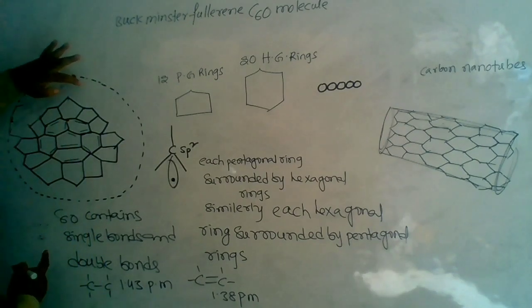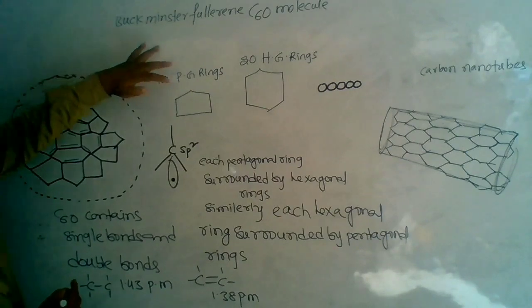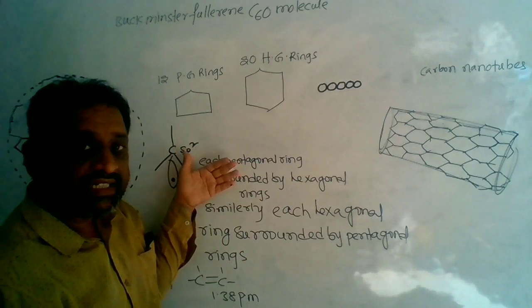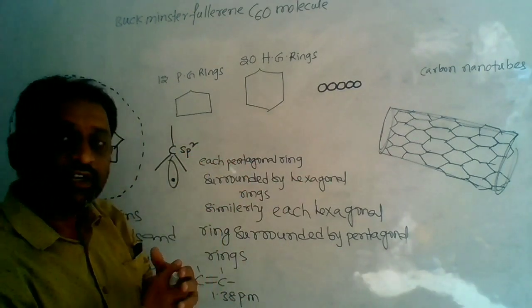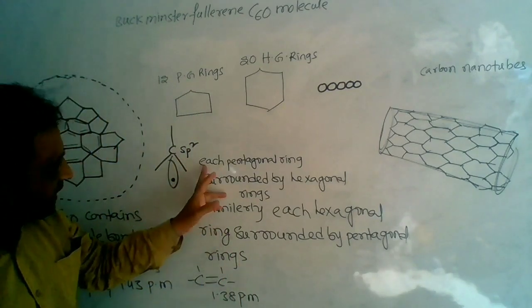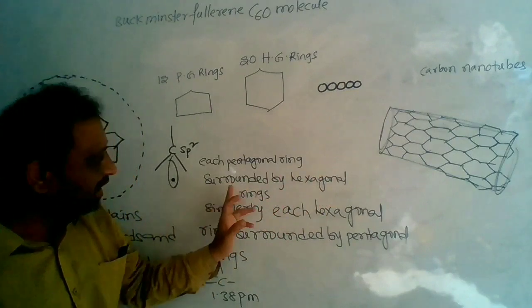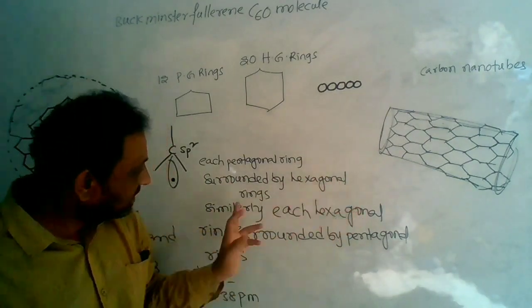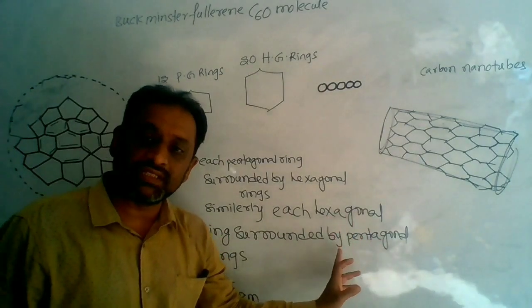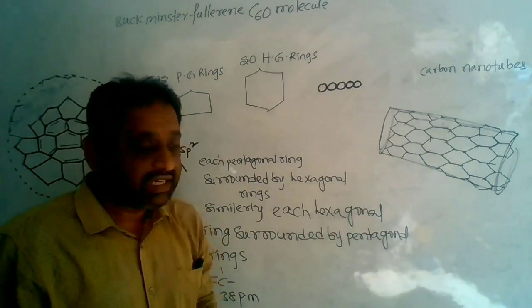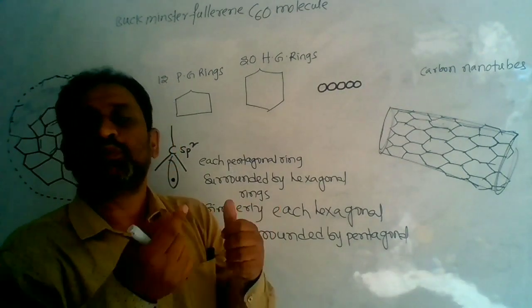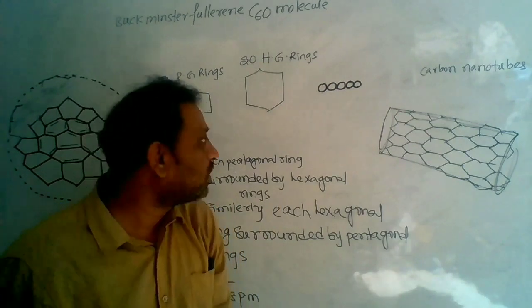In this C60 molecule, pentagonal rings and hexagonal rings are arranged alternately. C60 molecule contains 12 pentagonal rings and 20 hexagonal rings, each pentagonal ring surrounded by hexagonal rings. Similarly, each hexagonal ring is surrounded by pentagonal rings. Here, carbon atoms are common to both pentagonal rings and hexagonal rings.